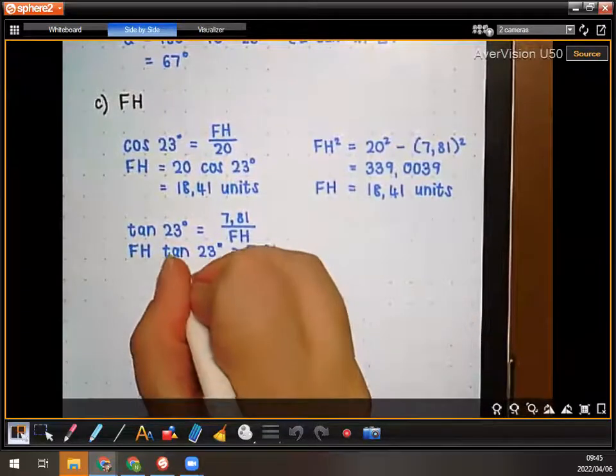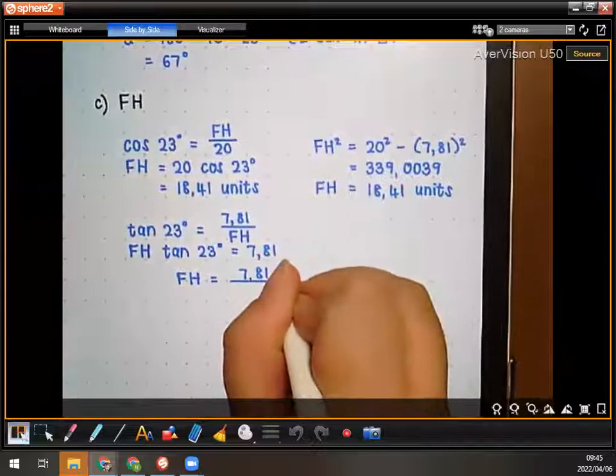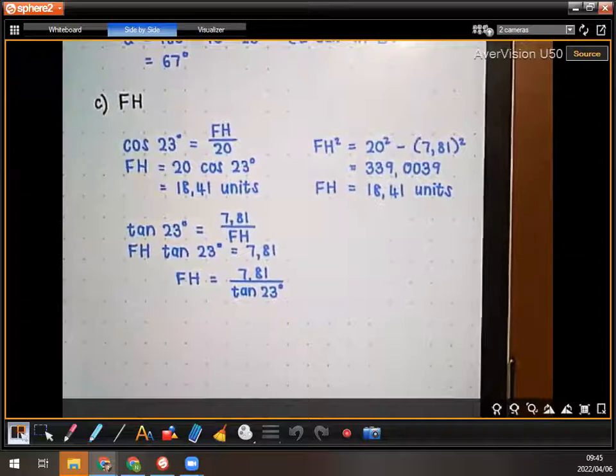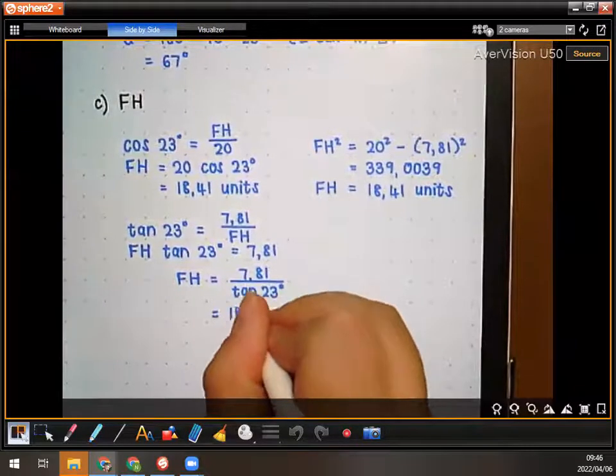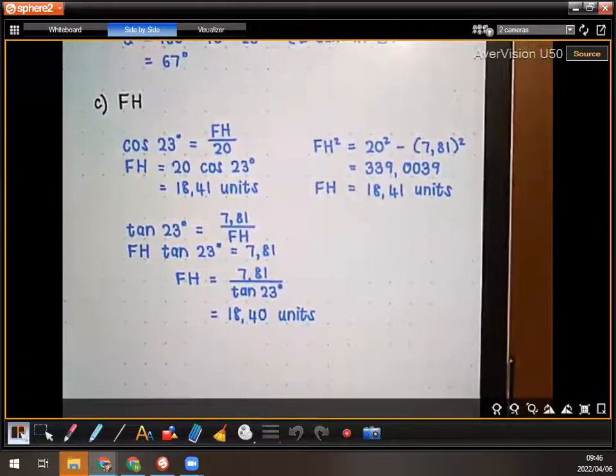So then to get FH on its own, I will have to say 7,81 all over tan 23. But guys, you can go straight from this line to this line if you want to, you can just do that in your head. So let's see what that is. 7,81 over tan 23. Now this answer is slightly different, guys. Now I'm actually getting 18,40 units. And the reason for that is because I'm working with a rounded value. 7,81 is a value that I rounded off in the previous part.